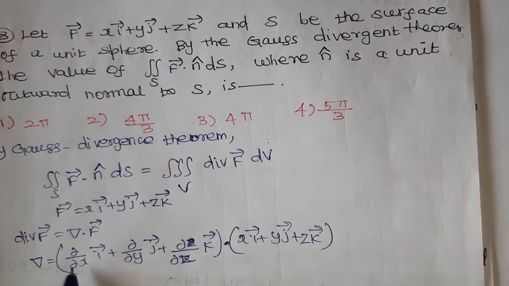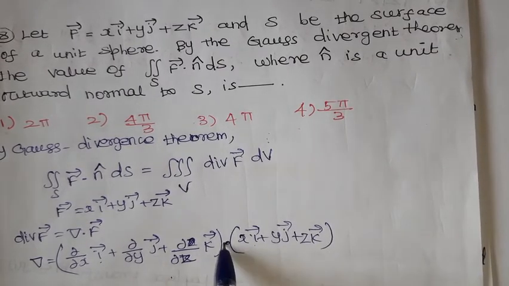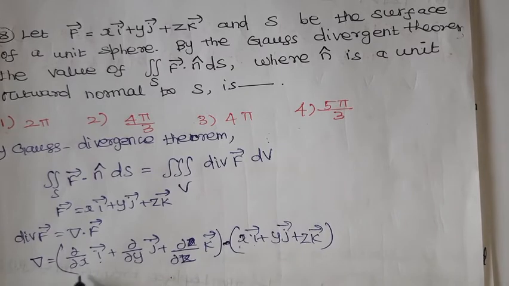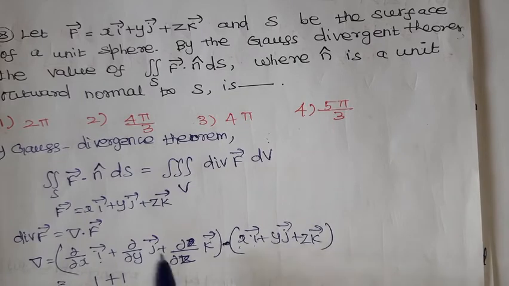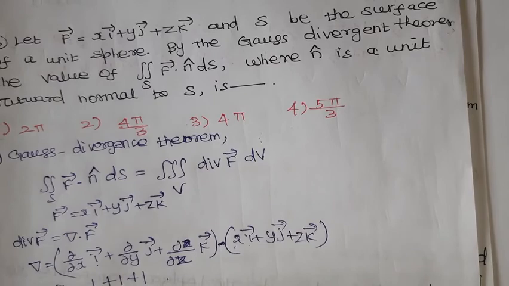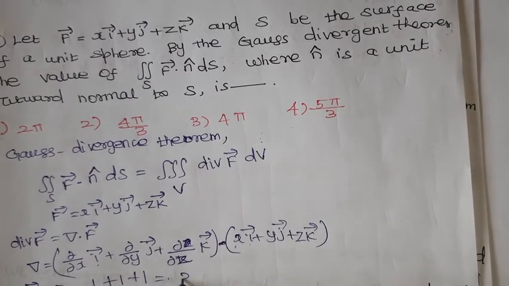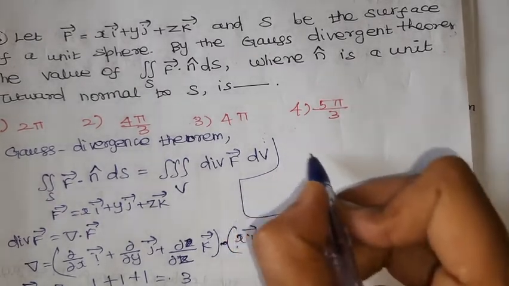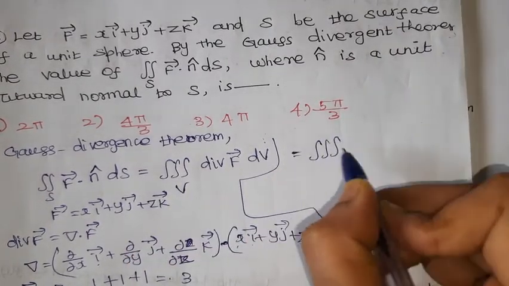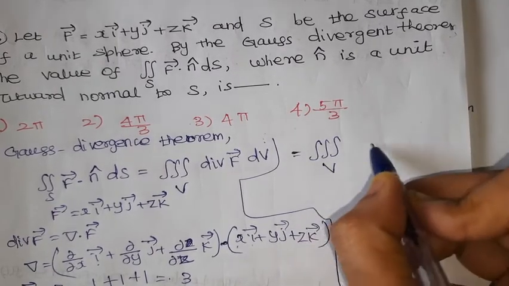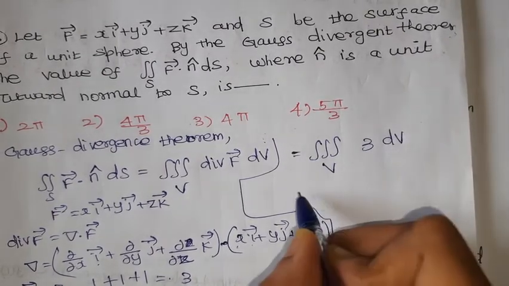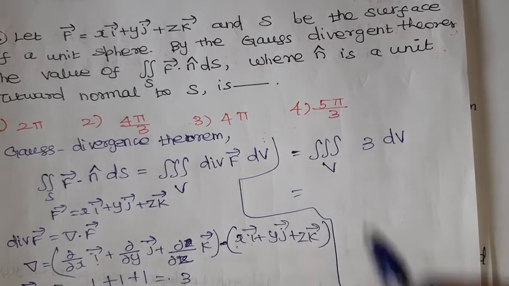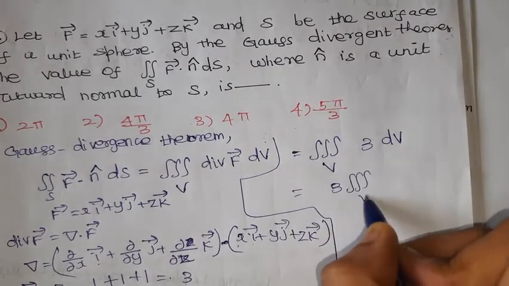So what do we get? Multiplying i with i as a dot product, dou x by dou x is 1, plus dou y by dou y is 1, plus dou z by dou z is equal to 1. So del dot F is nothing but 3. We are getting a constant 3 here. Substituting in the theorem, we get the triple integral over V of 3 dV. Taking the constant outside, it is 3 times the triple integral over V of dV.